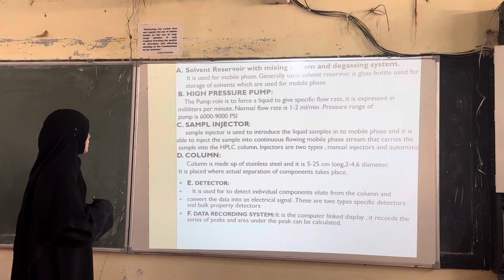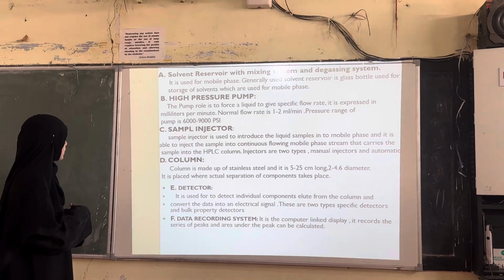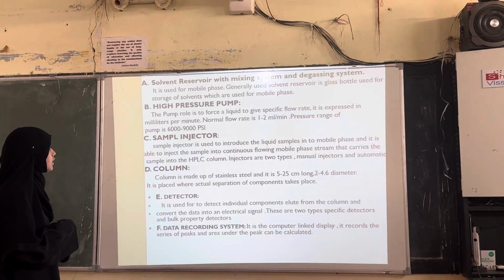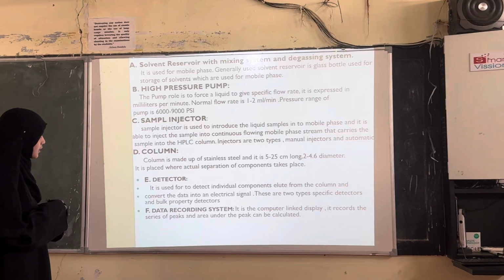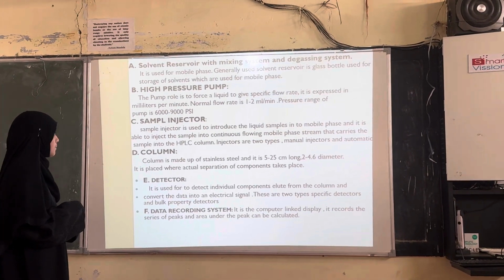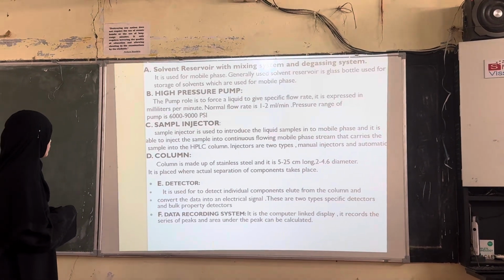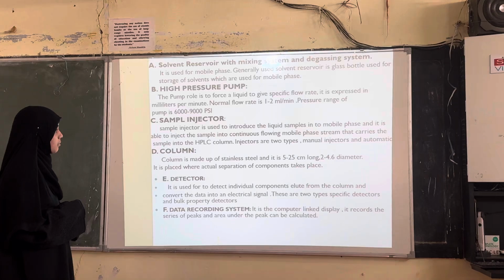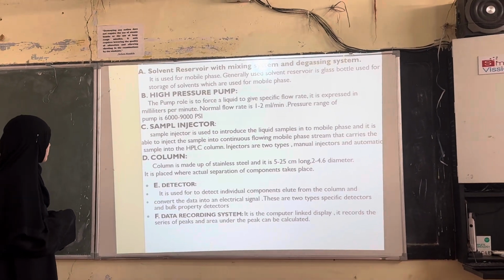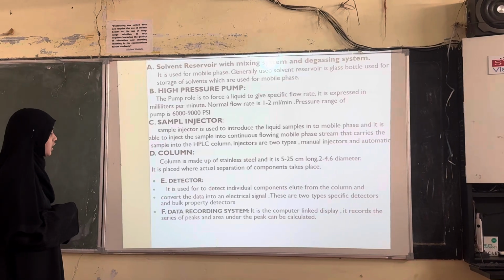High pressure pump. The pump's role is to force a liquid at a specific flow rate. It is expressed in milliliters per minute. Normal flow rate is 1 to 2 milliliters per minute. The pressure range of the pump is 6000 to 9000 psi. Sample injector. The sample injector is used to introduce the liquid sample into the mobile phase, injecting it into the continuously flowing mobile phase stream that carries the sample into the HPLC column. Injectors are of two types: manual injector and automatic.